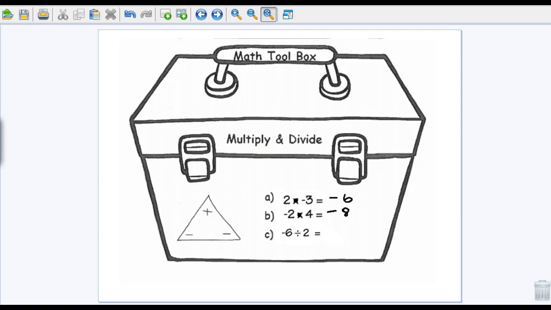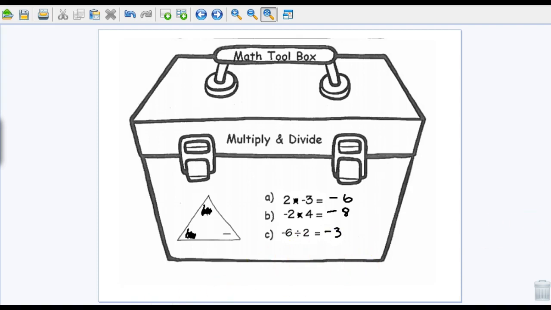Okay. So the next one that we're going to work on now is division. And division follows the same rules, right? So if we have a negative 6, we're going to cover up our negative. And we're dividing by a positive 2. So we're going to cover up my positive. That still leaves me with a negative, so my answer will be negative. 6 divided by 2 is 3, and you're going to put your answer after the negative sign.